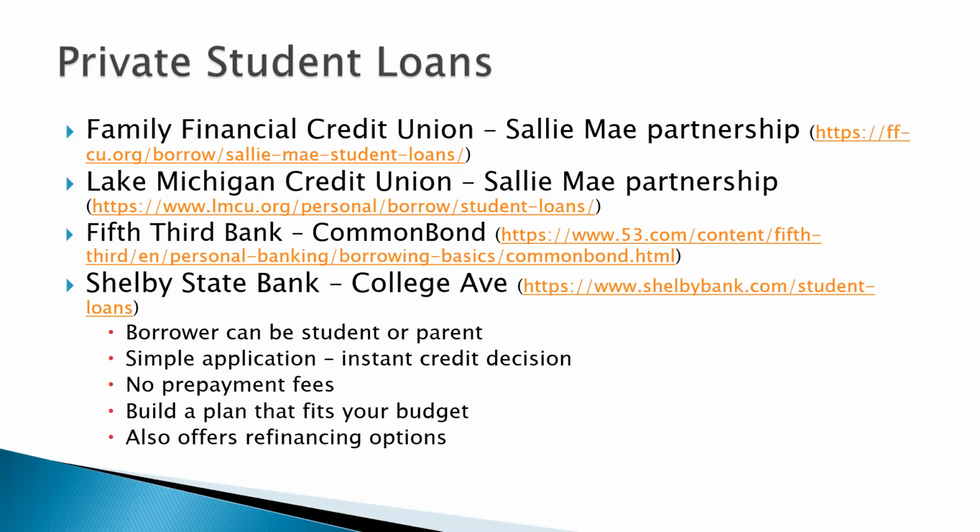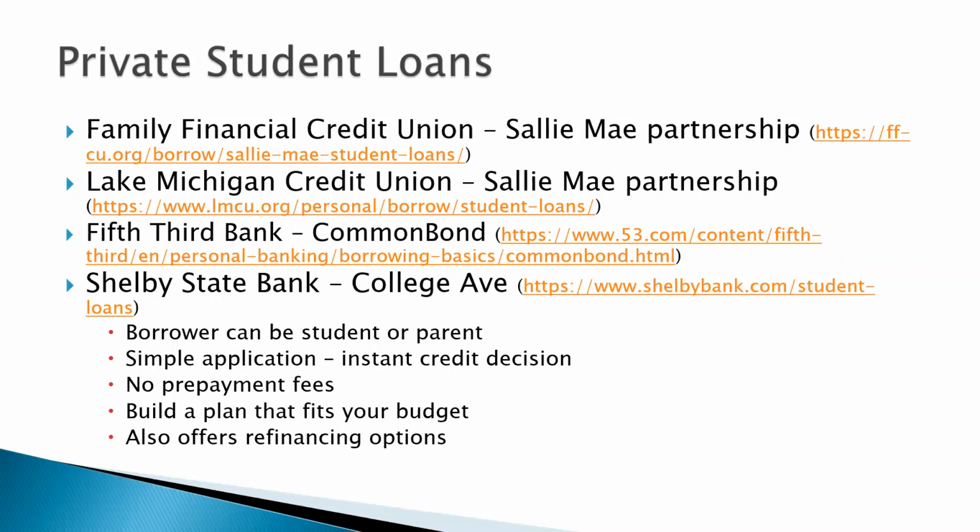Then you would want to start looking for those private loans after you've exhausted all other possibilities. And the reason I say that is because private student loans tend to have a higher interest rate than federal loans. There are lots of places that you can find private student loans locally. Family Financial credit unions, nearly all credit unions have some sort of student loan available. Lake Michigan Credit Union, Fifth Third Bank also has student loans available. And then Shelby State Bank, where Kayla is from.